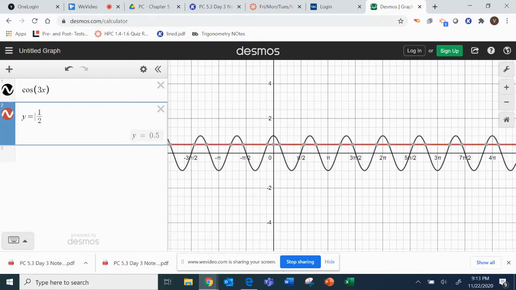Okay, so I'm looking where cosine 3x and y equals a half cross, and we get all the exact same answers that we had doing it by hand.